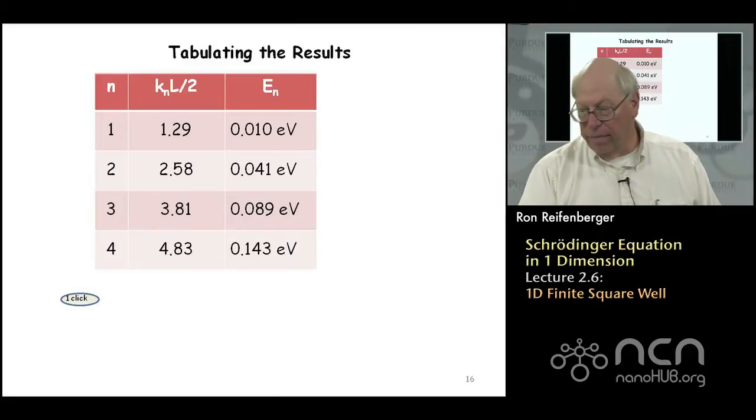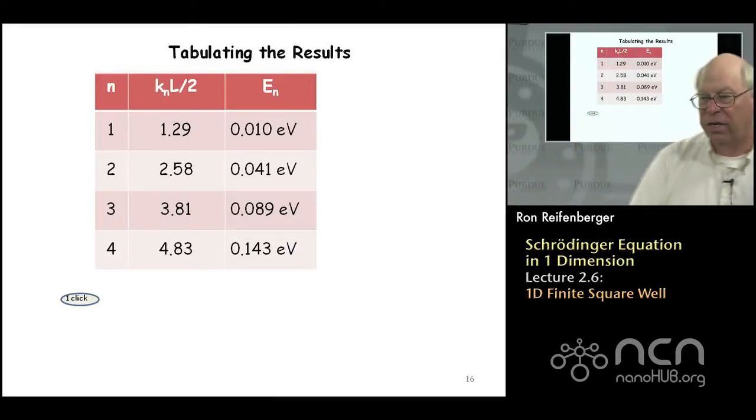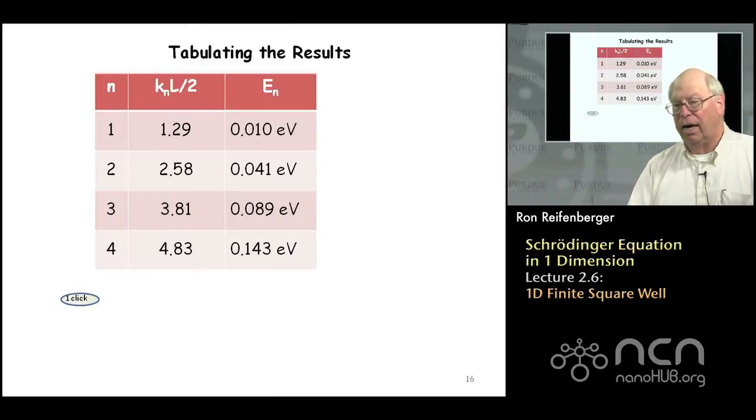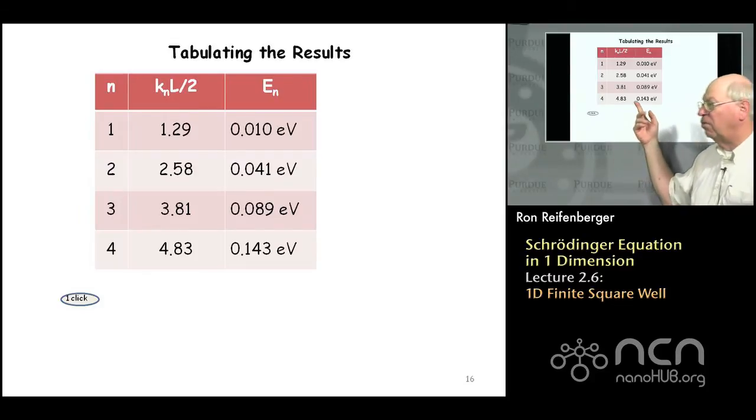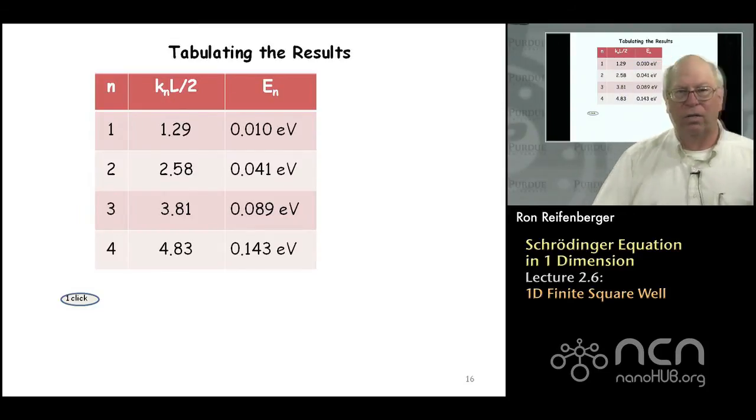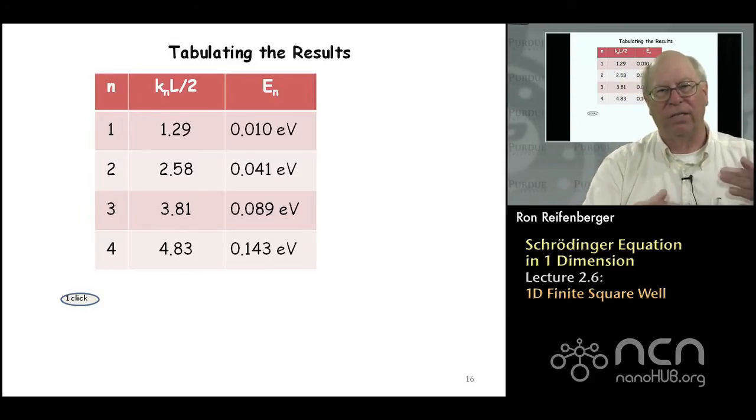You can go through the arithmetic and you can calculate these energies. These are the four solutions for an electron in that potential well. The energy eigenvalues again are labeled subscripted by the quantum number n. They're 0.01 eV, 0.041 eV, 0.089, and 0.143 electron volts. So those are the only allowed energies that electron can have if it's placed in that well.